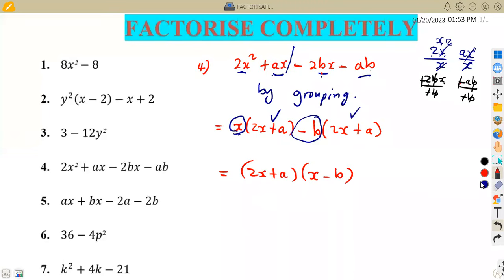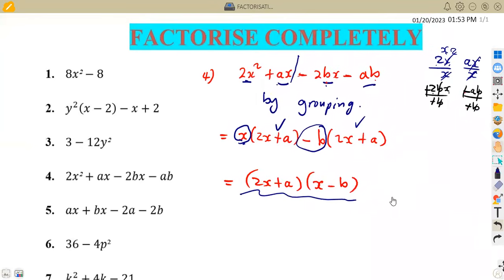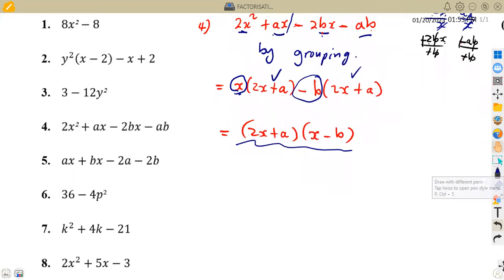Okay, let's check and see if this is our final answer. Do we have anything that is common? We do not have anything common. We do not have also difference of two squares. So that means that's our final answer. Okay, so that was actually number 4, which is the same thing as number 5 here. So I want you guys to try number 5 and see if you are going to obtain the exact answer. Also on number 6, we've got our difference of two squares, that part that we had.